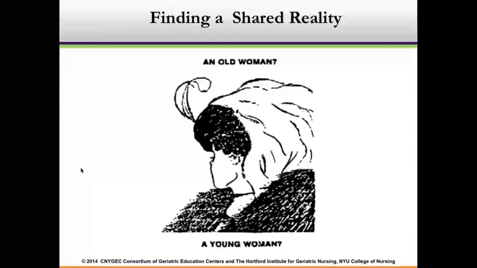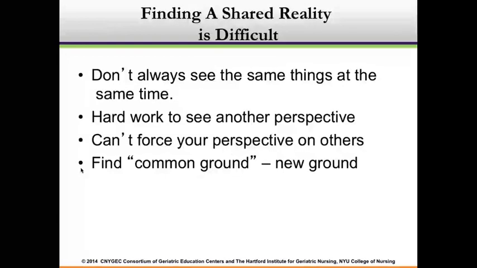So I hope that you can see both sides, both images in this picture. The reason that I put it in this slide deck is because we don't all see the same things at the same time. So finding a shared reality is difficult, and we cannot assume that we have each other's perspectives all the time. It's hard work to see another's perspective. We can't force a perspective on one another. We can only try to find common ground.